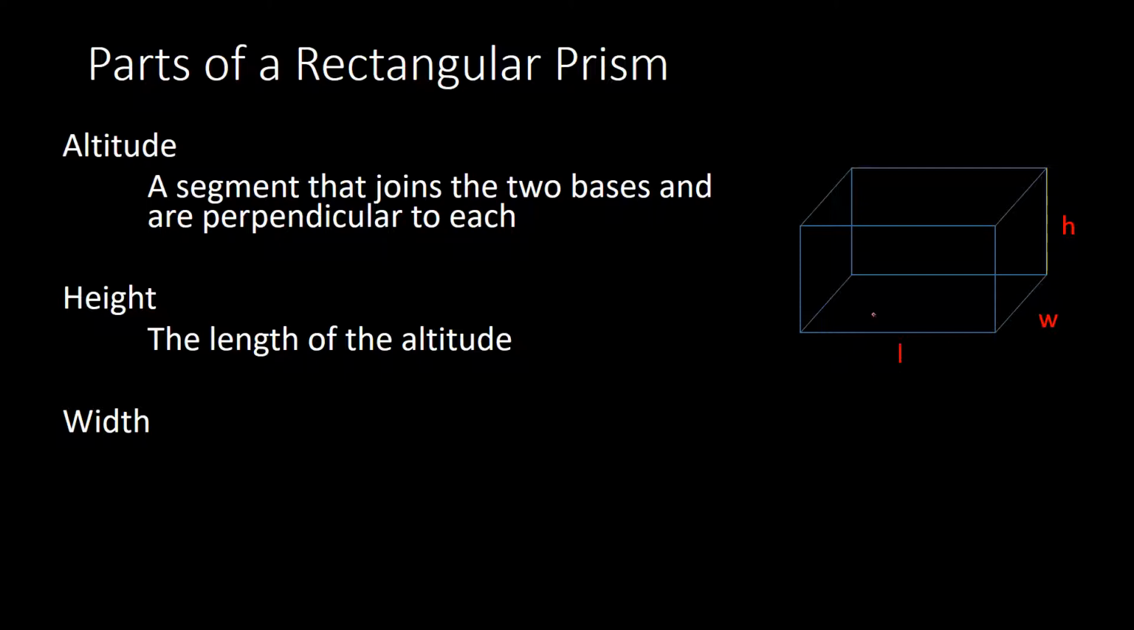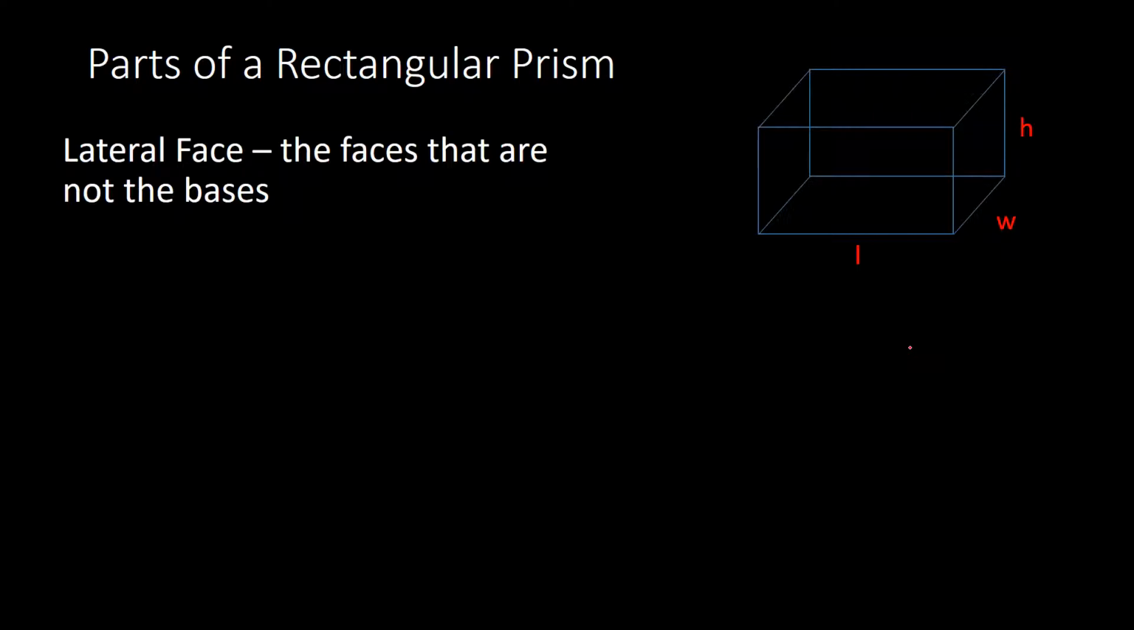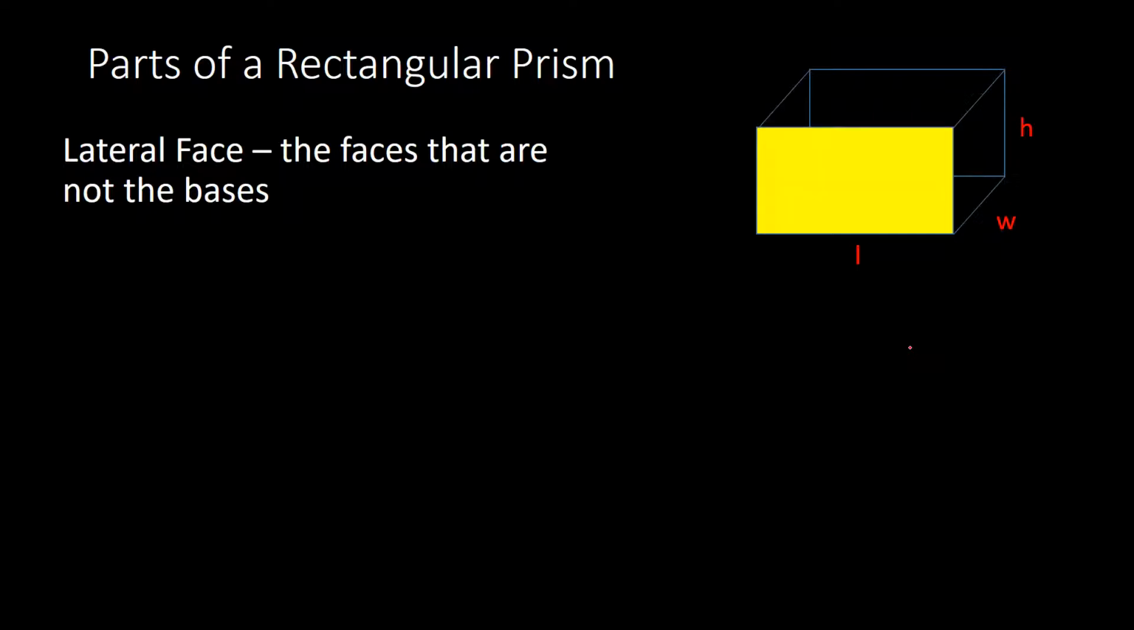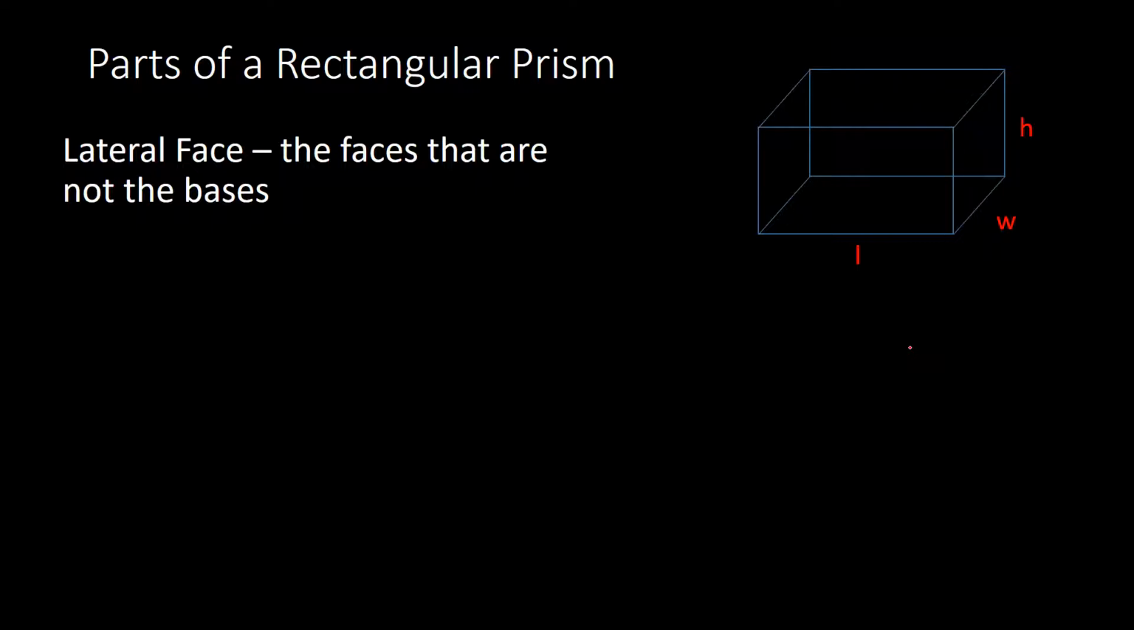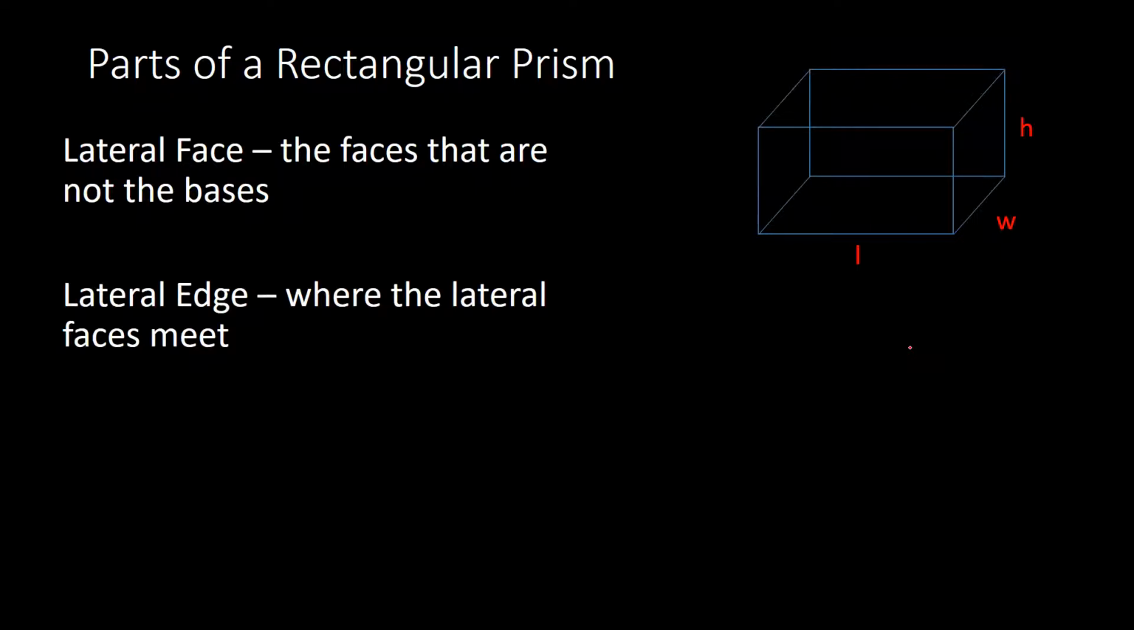And then we have the width of the prism, which would be how wide it is. So this line right here would be the width, and the length is how long it is. So right here at the bottom would be your length. Next we have what we call the lateral faces, and the lateral faces are the faces that are not the bases. So not the top and the bottom, but we see here the front, the back, the right, and the left side, those would be your lateral faces. Next we have the lateral edge, which is where the lateral faces meet. So right here in yellow, it's kind of hard to see in this slide, but here in yellow would be the lateral edges, which is where those faces would meet.